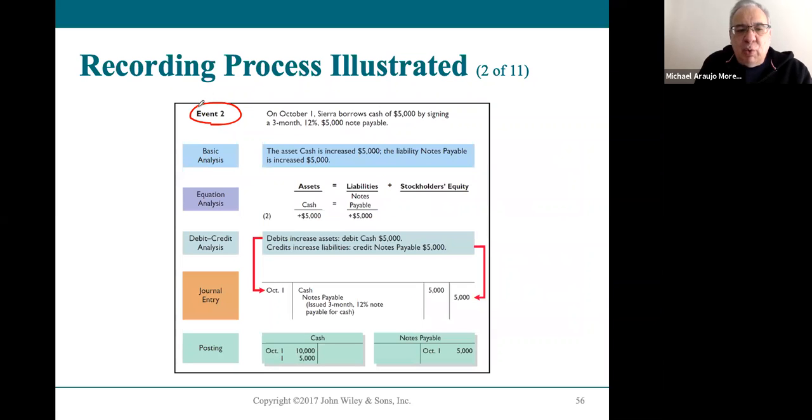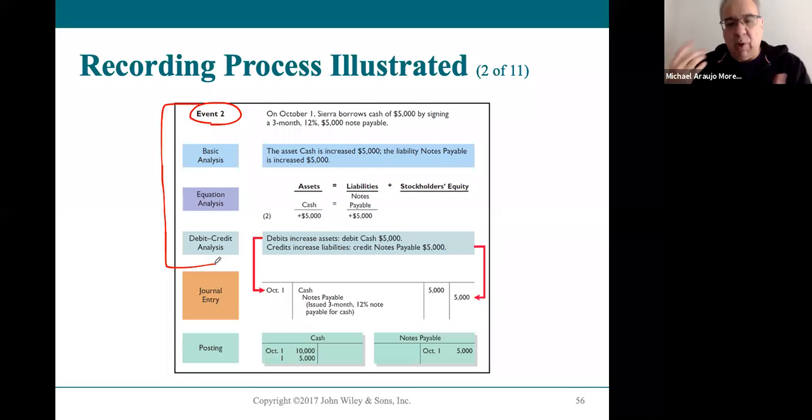Event number 2, we borrowed money from the bank. We did a whole bunch of analysis in Learning Objective 1 and 2, right? We had to decide, okay, more cash, more notes payable. How do we say that in debit and credit terms, etc. Once you figure that out, now you know how to do the journal. You simply have already figured everything out, so you're simply writing it down. So on October the 1st, we have a debit of $5,000 to cash, a credit of $5,000 to notes payable. Boom, we're done.